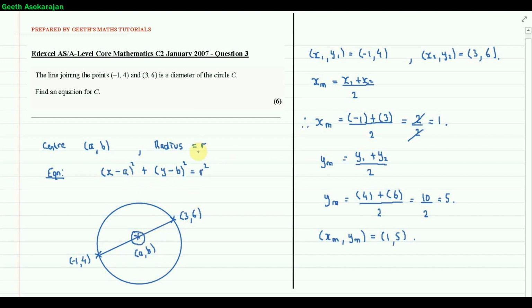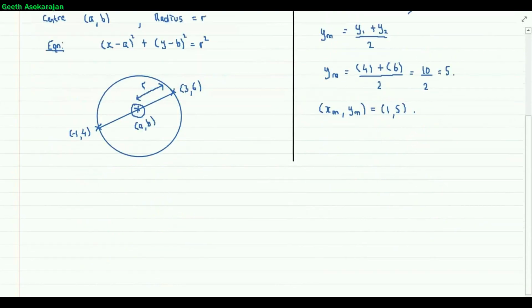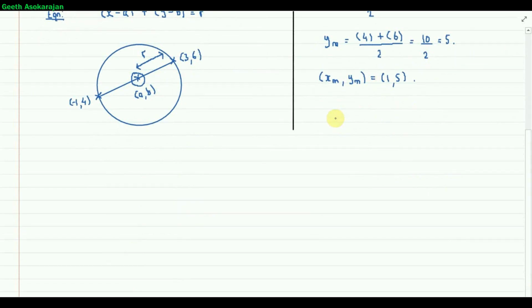Let's figure out how we would calculate the radius. To work out the radius of the circle, i.e. this length here, the distance from the center to the extreme point on the diameter, that's going to be our r, the radius. Let's use the length formula. I'm going to use the length formula using the coordinates for the center, which is 1, 5, and 3, 6 in this case.